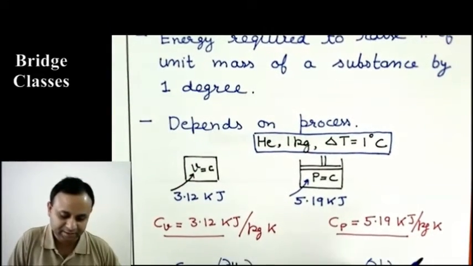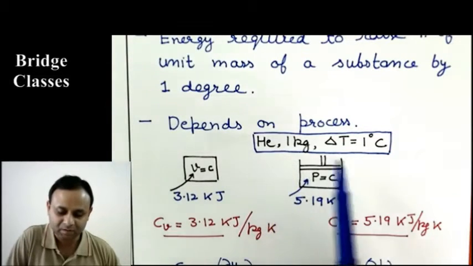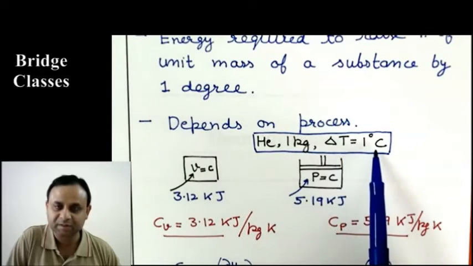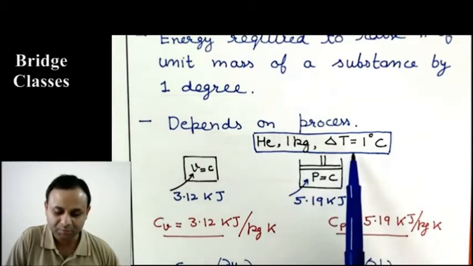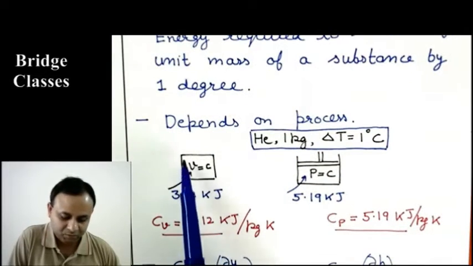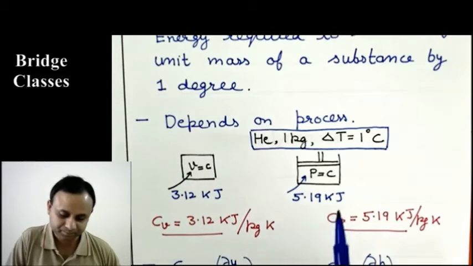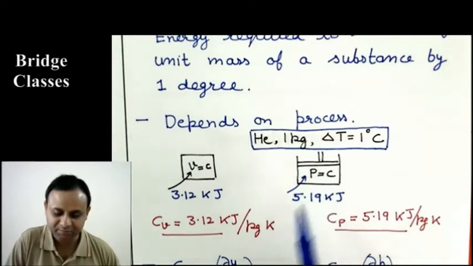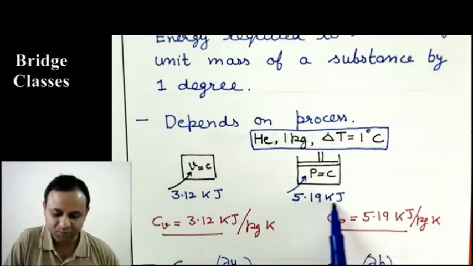Okay, and here is an example. If we take 1 kilogram of helium, and we want to increase its temperature by 1 degree C. Let us say its temperature is 25 degrees C, we want to increase it to 26. And we can do the process in different ways. So one possibility is if we are doing it at constant volume. It turns out that the amount of heat transfer required is 3.12 kilojoule. Another possibility is if we are doing it at constant pressure. For this case, the amount of heat transfer required is 5.19 kilojoule.